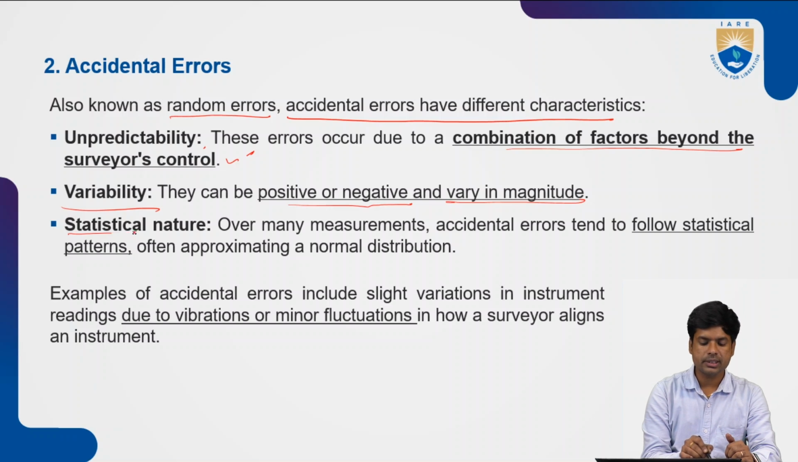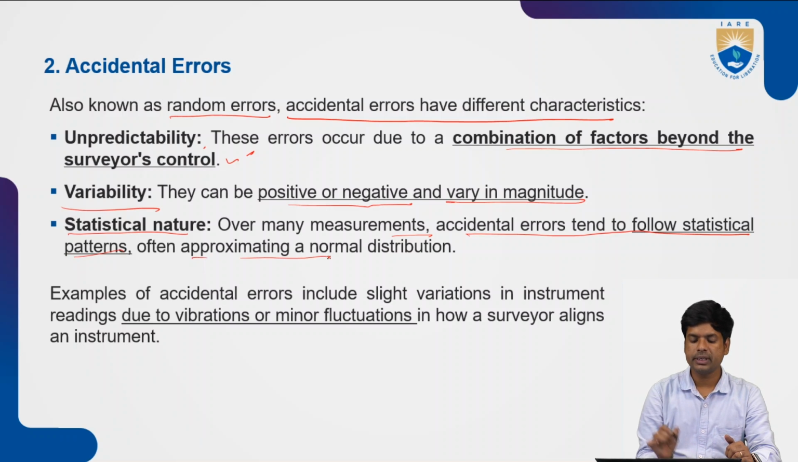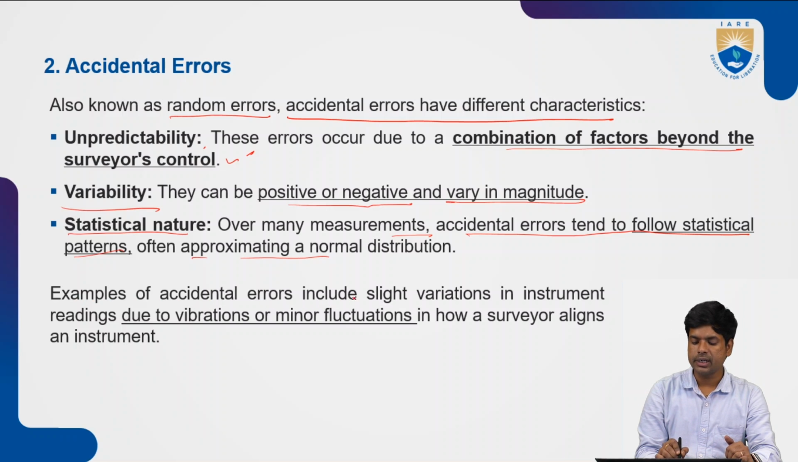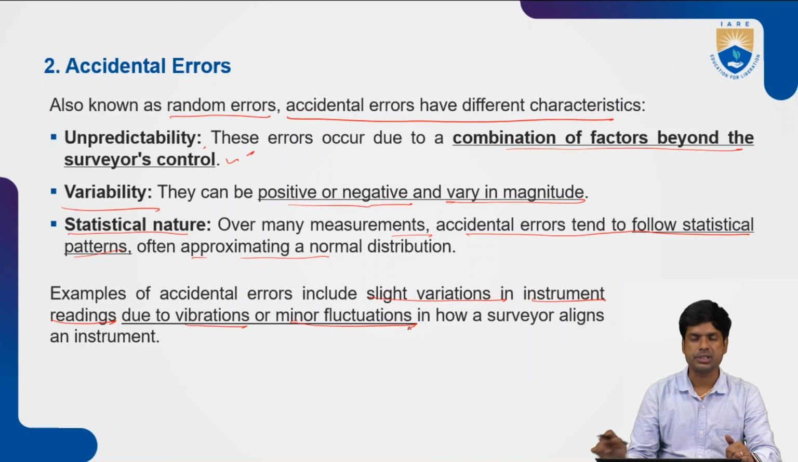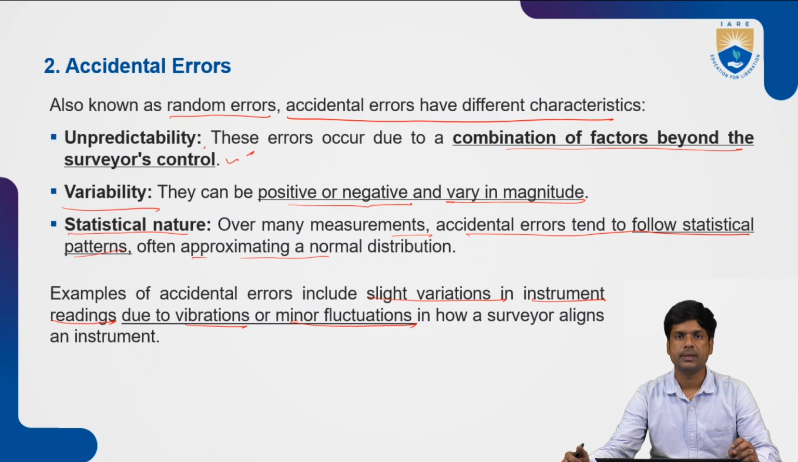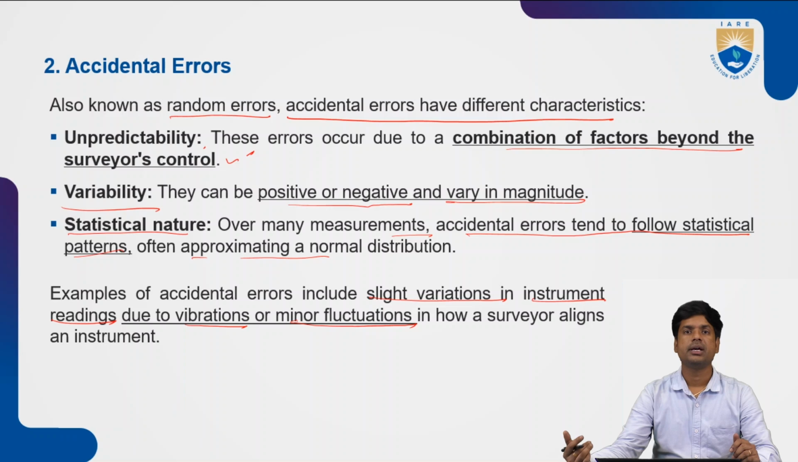And next one, statistical nature. Over many measurements, accidental errors tend to follow a statistical pattern, often approximating a normal distribution. Examples of accidental errors include slight variations in instrument readings due to vibrations or minor fluctuations in how a surveyor aligns the instrument. While aligning the instrument, sometimes you may get vibrations or minor fluctuations, and that is also going to cause these accidental errors.